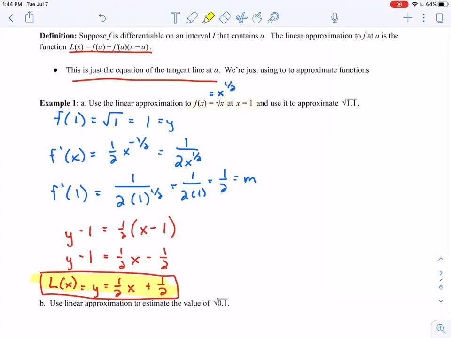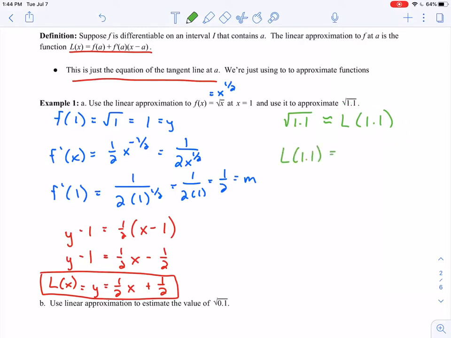What I want to do now is use this linear approximation to estimate the square root of 1.1. And the idea here is that if I want to know what square root of 1.1 is, that 1.1 is relatively close to 1. So if I take 1.1 and plug this into my linear approximation function, I can evaluate this side. This is a whole lot easier to work with than working with the square root function. So I'm going to try to evaluate L of 1.1.